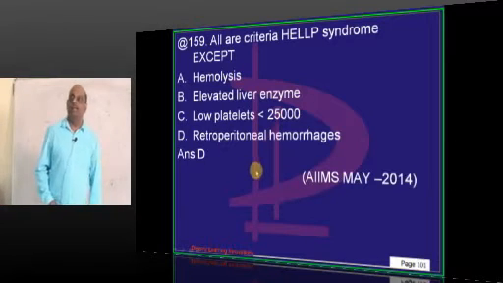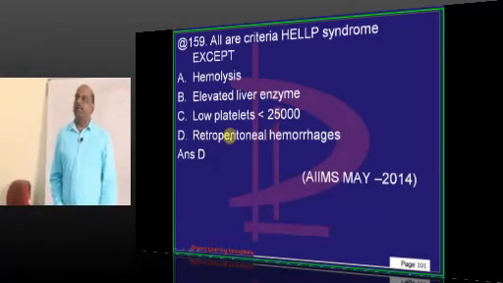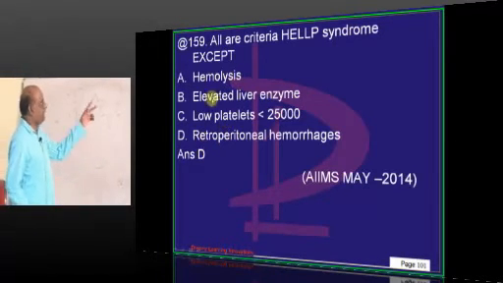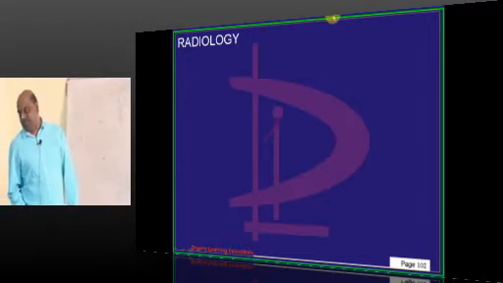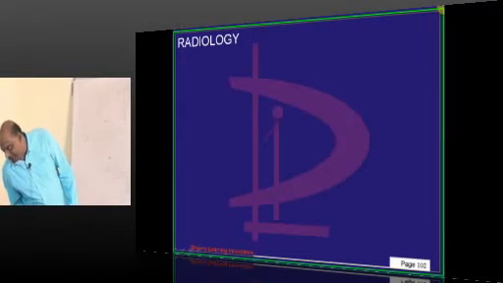HELLP syndrome में there is no retroperitoneal hemorrhage, but hemolysis, elevated liver enzymes and low platelets is what need to be remembered.